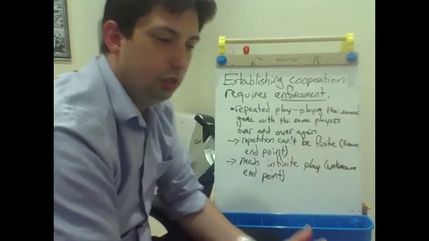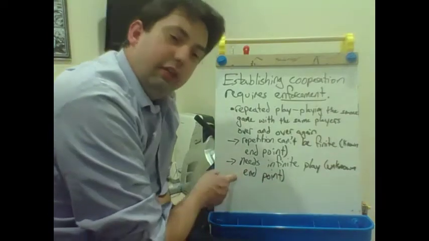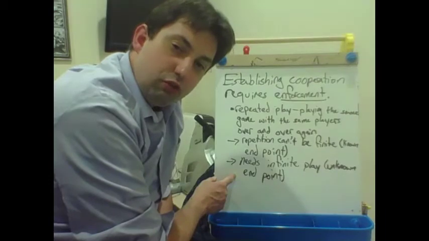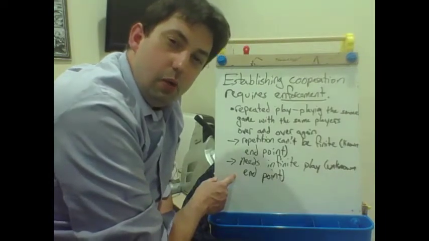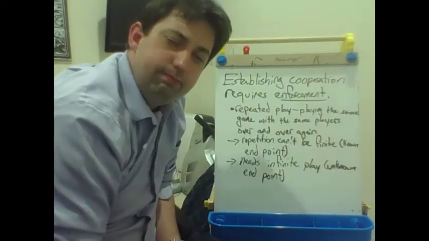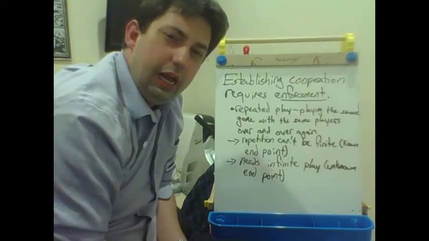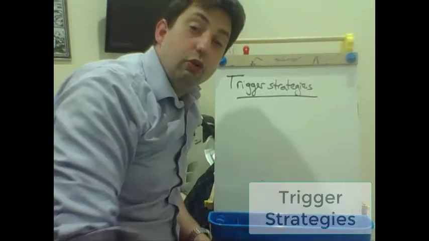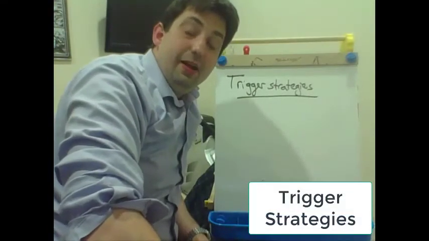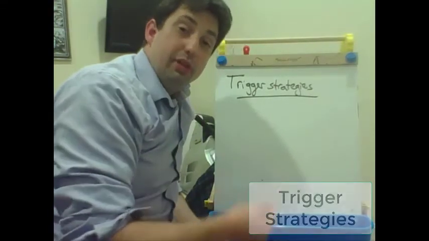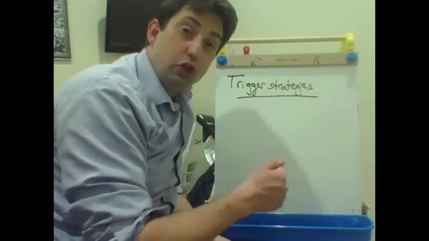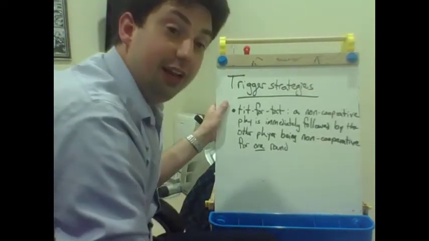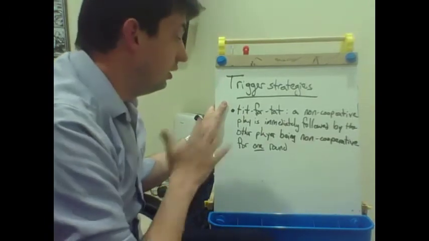So as long as we have infinite play, there's always a threat of a trigger strategy. What is a trigger strategy? Well, it comes in 2 different types. Trigger strategies are so named because they mean that a player will choose a strategy triggered by what another player did the previous round. So tit-for-tat is non-cooperation.